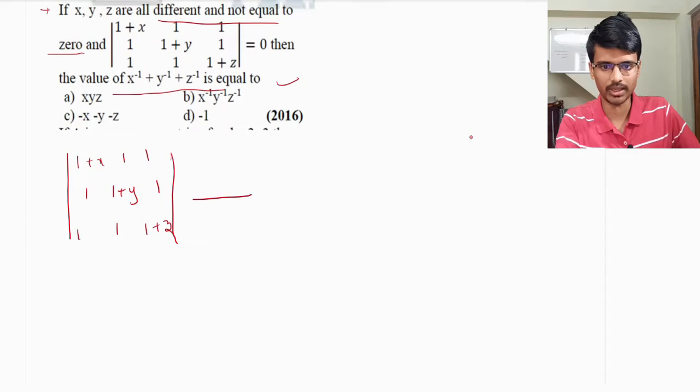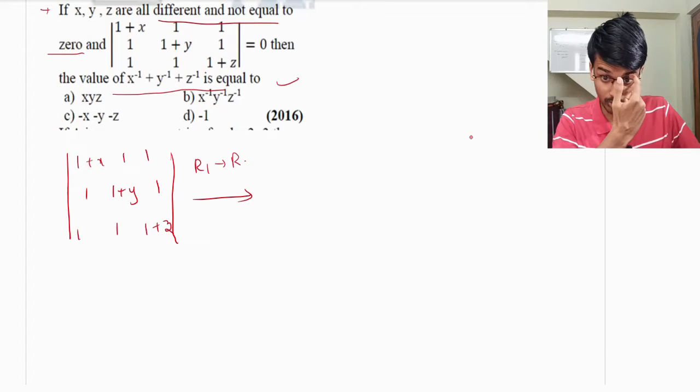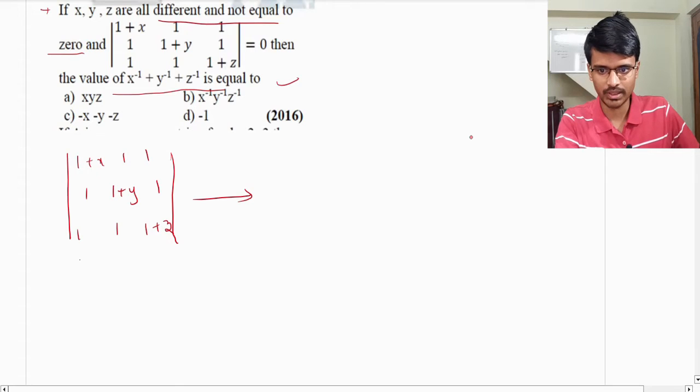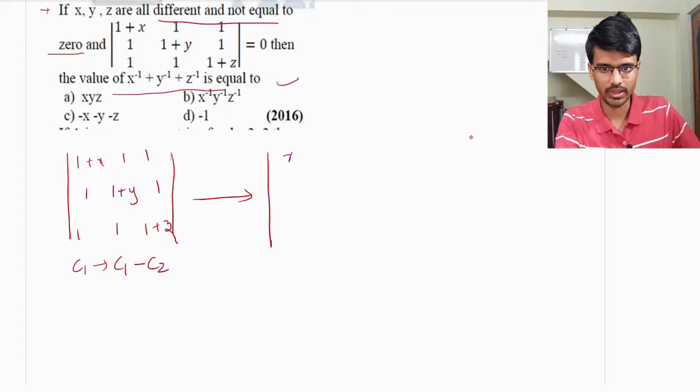So what am I going to apply? I'll apply column operations here. That looks easier. I'm applying C1 is C1 minus C2. What do I get? X minus Y, 0. Next, I'll apply C2 is equal to C2 minus C3. I'll get 0, Y minus Z, 1, 1, 1 plus Z.